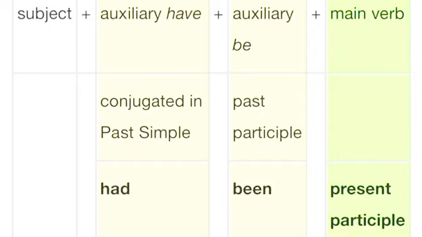So understand the trick: subject, then the auxiliary have conjugated in the simple past, that is had. The second auxiliary is be, invariably in past participle form, been. And since it is a continuous tense, your main verb will be in present participle form. Understood? Now for question sentences, you know the formula. We exchange the subject and the first auxiliary verb. Got it? Now let's take a look at the examples.